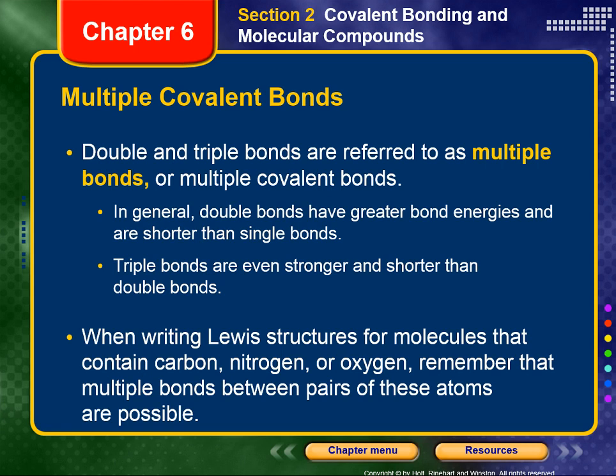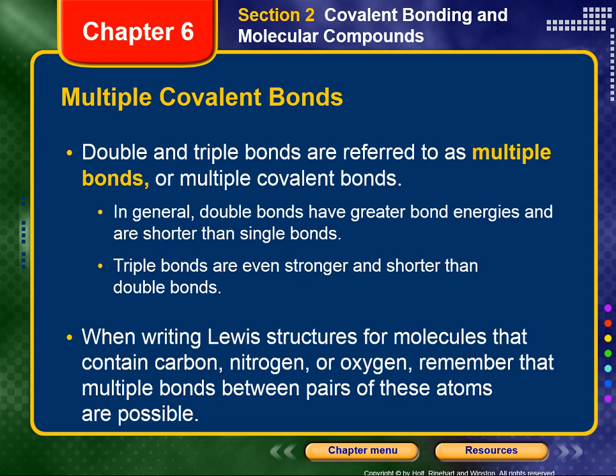Double and triple bonds are referred to as multiple bonds or multiple covalent bonds. Double bonds generally have higher bond energies and are shorter than single bonds. Triple bonds are even stronger and shorter. In writing Lewis structures for molecules that contain carbon, nitrogen, and oxygen, one must remember that multiple bonds between pairs of these atoms are possible. A hydrogen atom, on the other hand, has only 1 electron and therefore always forms a single covalent bond.